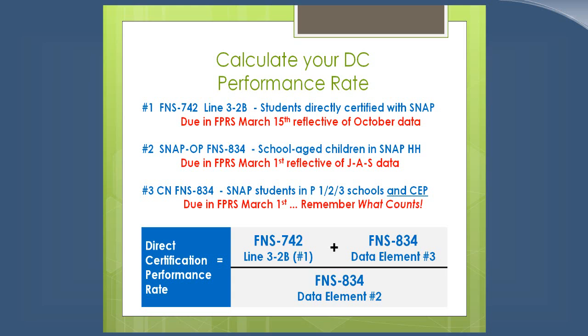And the third data element is the CN FNS-834. That's the SNAP students in non-base year special provision schools and CEP. That's due in FIPPers December 1st, theoretically. This year due March 1st in FIPPers. And remember, you have options here on which data you want to include for your CEP schools. For non-base year special provision schools, you are still using your October matches. For CEP, you have those 3 options.